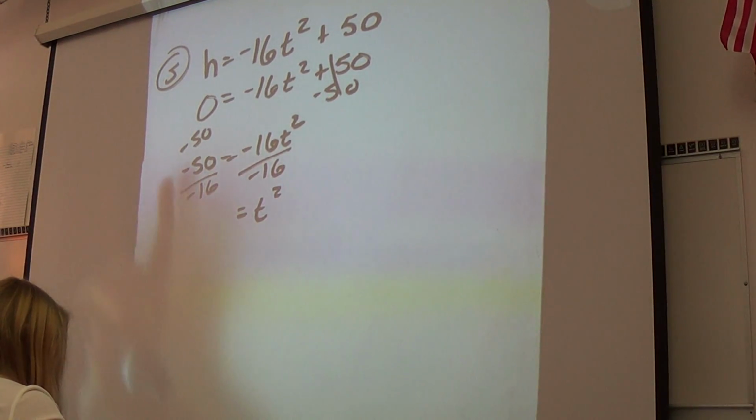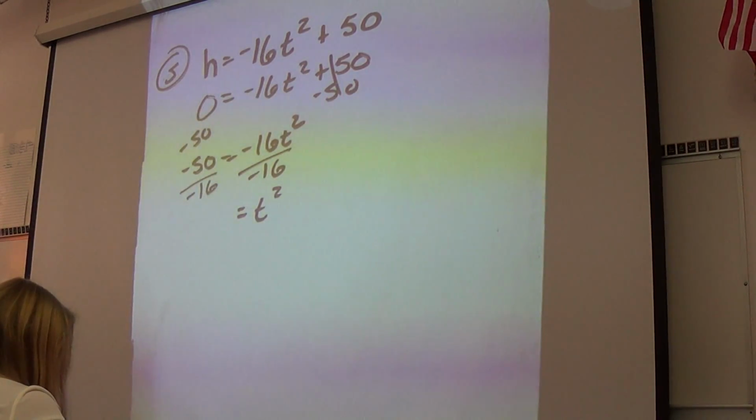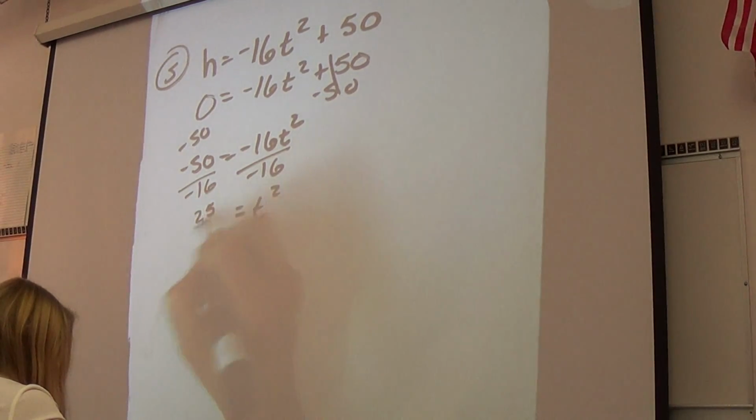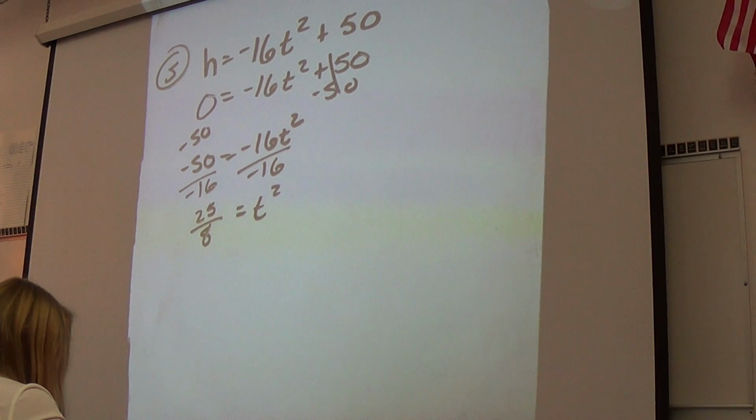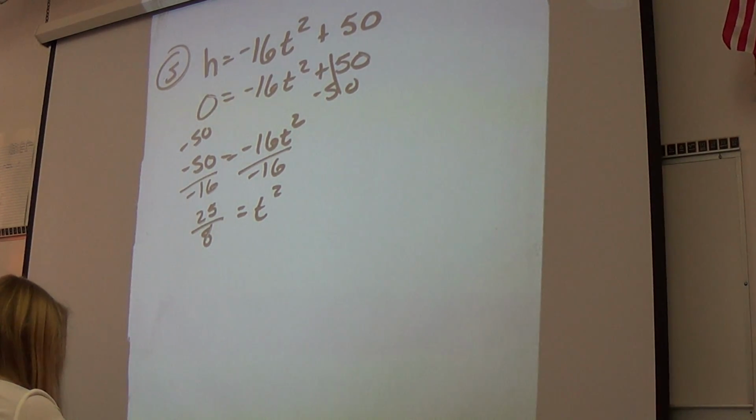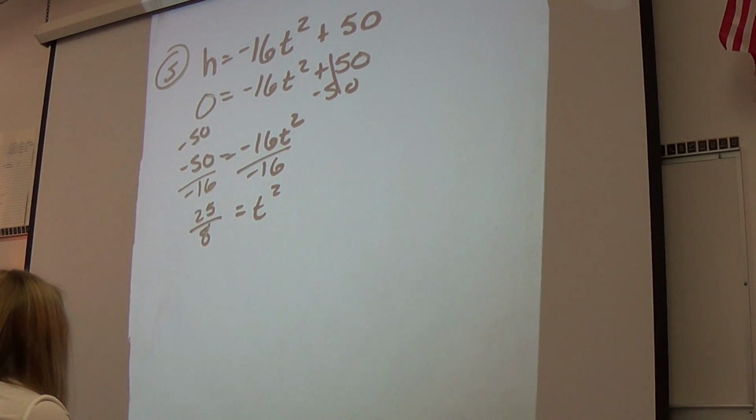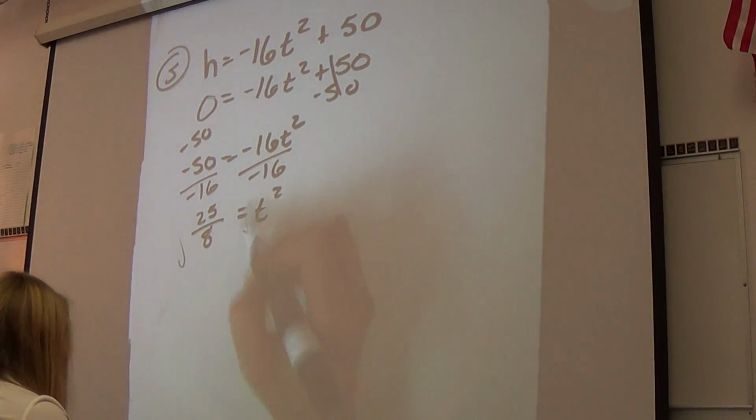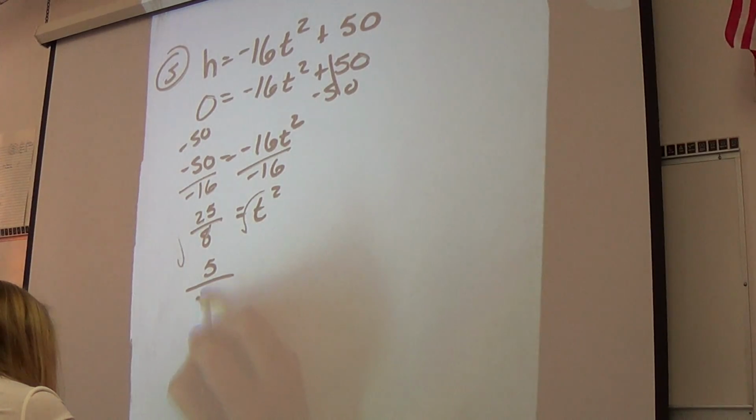I can reduce the 50 and the 16 by 2. That gives me 25 over 8. Negative over negative is a positive. Good so far? From here, what do I do? Square root both sides. Square root of 25 gives me 5. I can't square root 8.